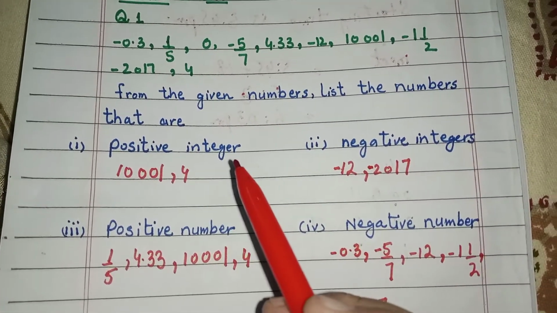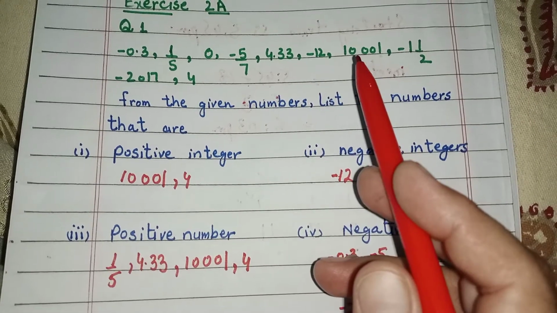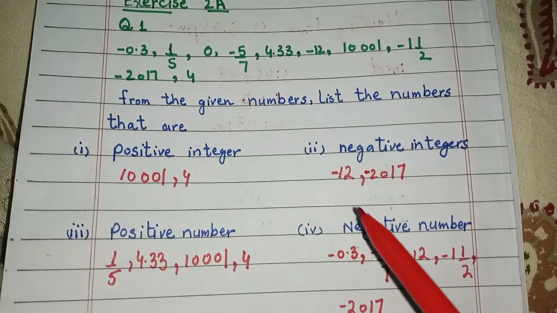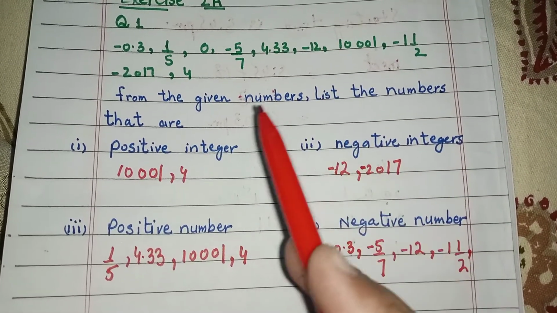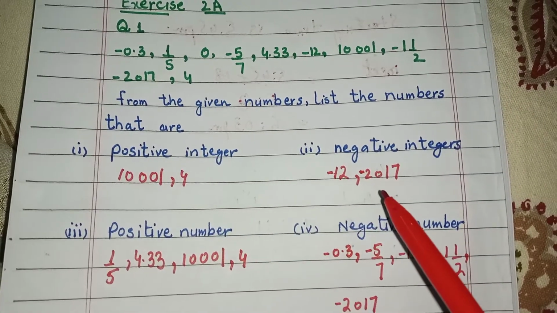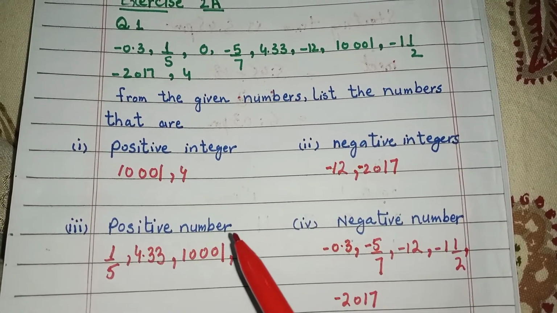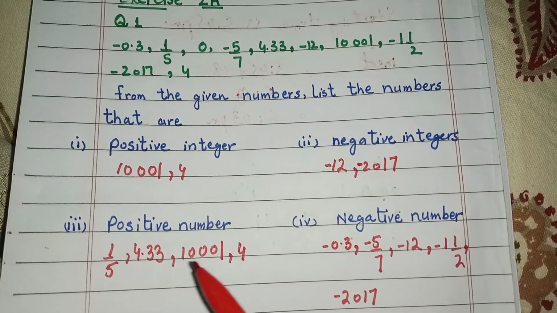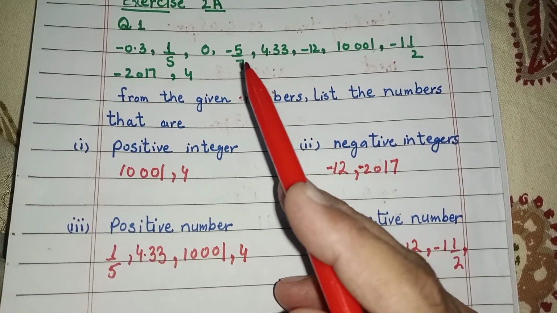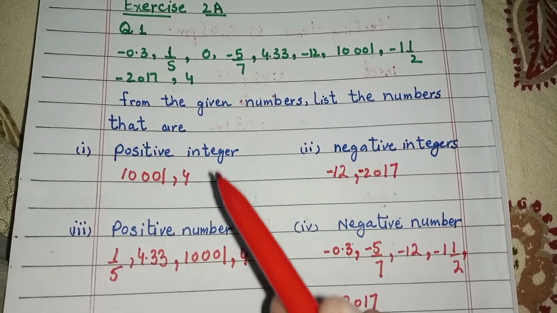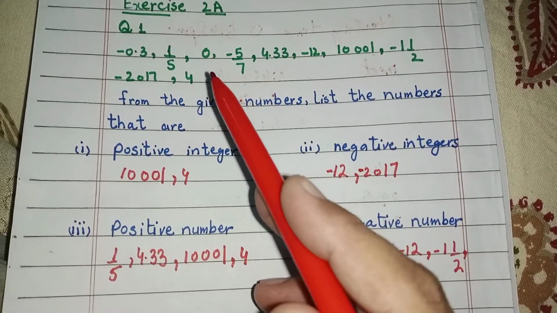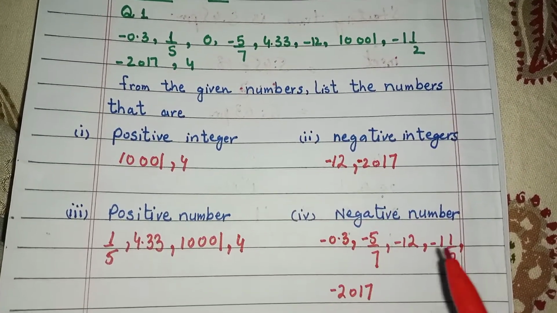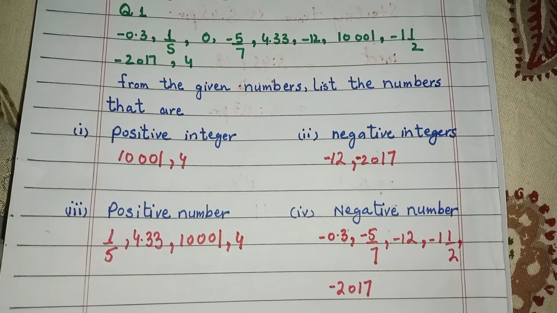Here student, positive integers are 10, 001 and 4. Negative integers are minus 12 and minus 2017. Similarly, positive numbers are 1 by 5 and the other numbers which have a positive sign. 0 is a neutral number. Negative numbers are those which have a negative sign.